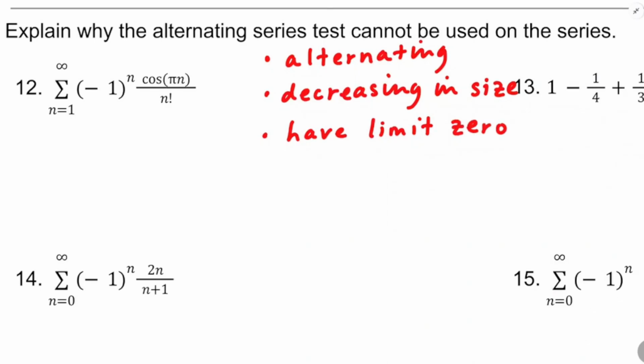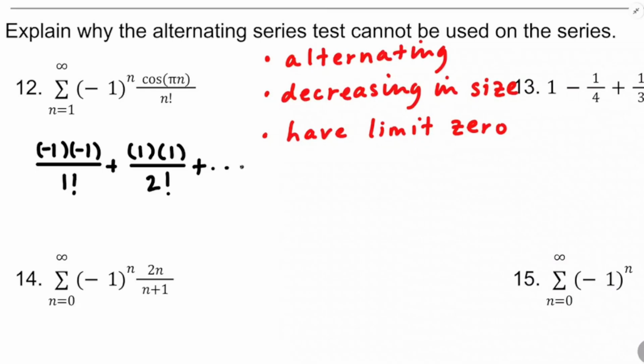Okay, number 12. This one is not alternating. If I've got negative 1 to the n and cosine of pi n, let me just start off. When n equals 1, I have a negative 1 here, and cosine of 1 pi is also a negative 1, divided by 1 factorial. Plus, when n equals 2, negative 1 squared is positive 1, and cosine of 2 pi is positive 1. It's always going to be either negative negative or positive positive, so this is not alternating.